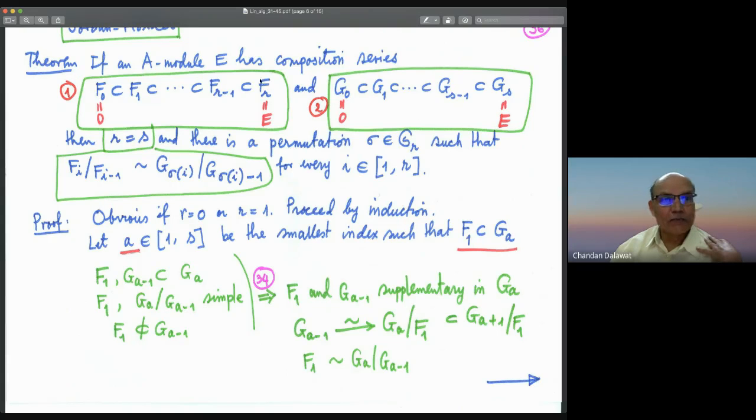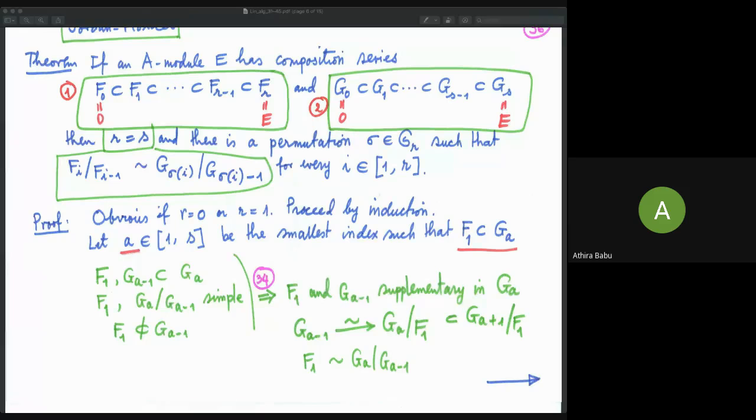This F1 is a submodule of E, and the G's are an increasing sequence of submodules of E, and G of S is the whole of E. So F1 is certainly contained in G of S. Maybe it's contained in G of S minus 1. Maybe it's contained.